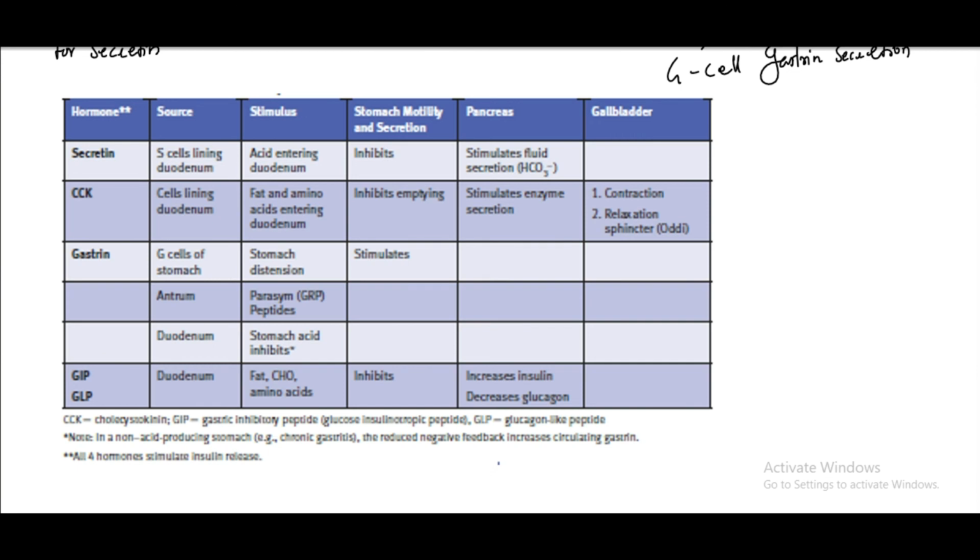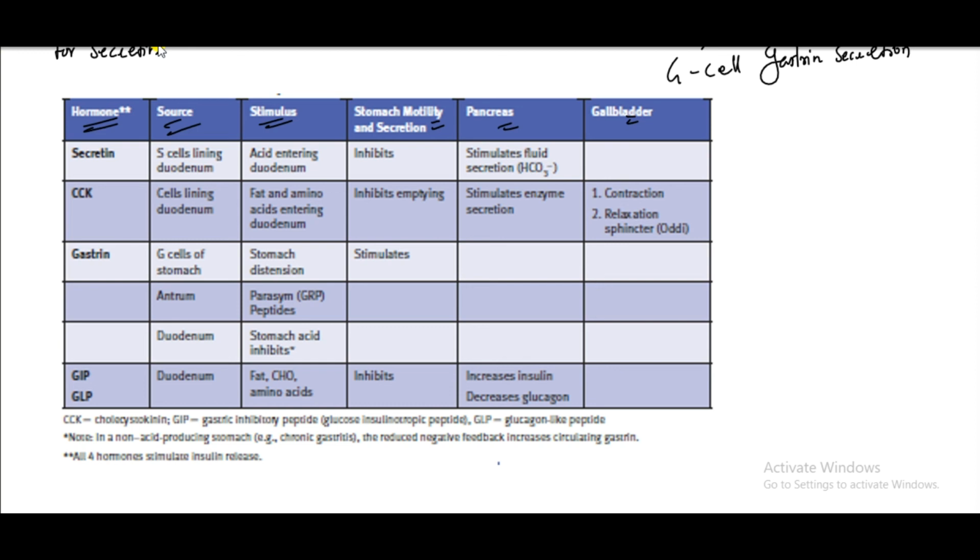This is a simple one: hormone, source, stimulus, stomach, modulating secretion, pancreas and gallbladder. The secreting source is the cells lining the duodenum. The stimulus is acid entering into the duodenum, and it inhibits the stomach motility and secretion. In the pancreas, it stimulates fluid secretion of bicarbonate ions. It has no function in the gallbladder.